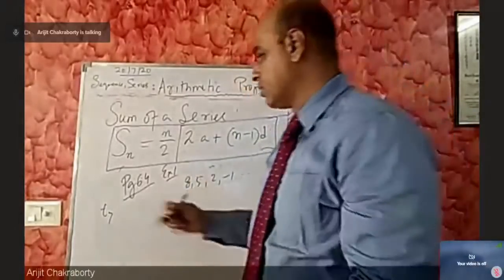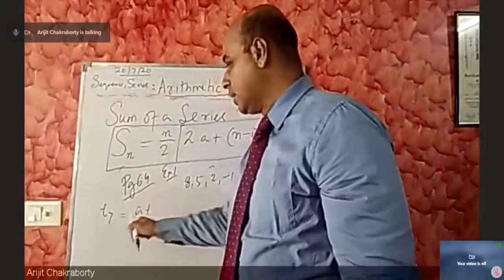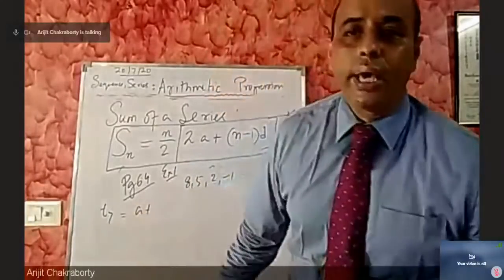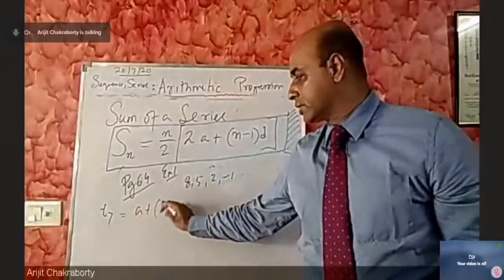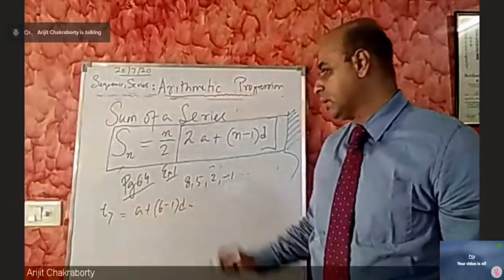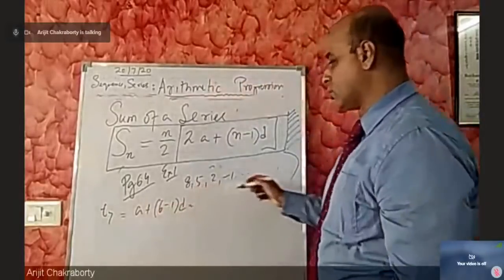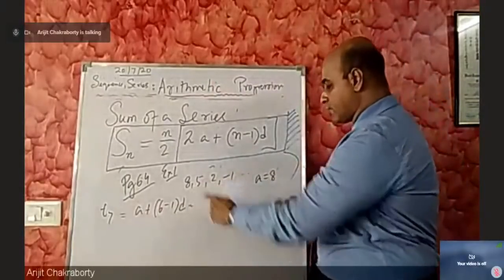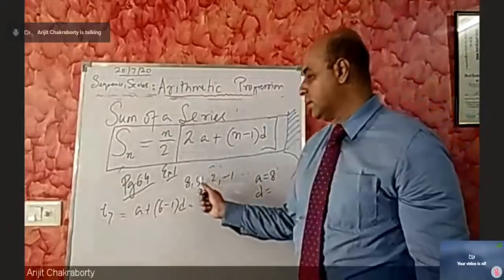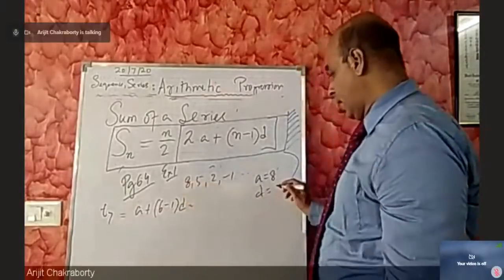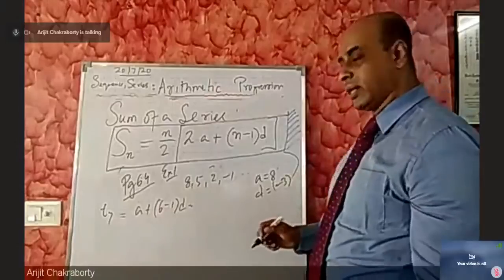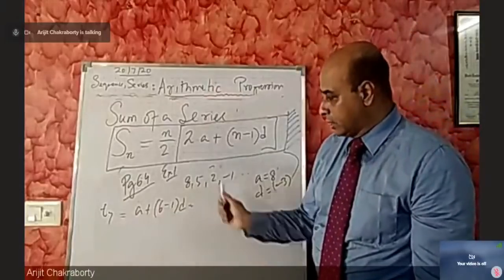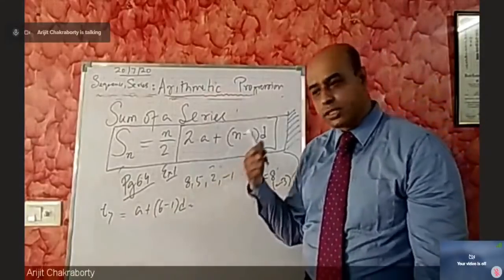So T7 will be equal to A plus n minus 1 into D, where n is 7 here. We know A is 8, the first term is 8. And the common difference is 5 minus 8, which is minus 3. Be very careful: it's minus 3. 2 minus 5 is minus 3. So it is minus 3.